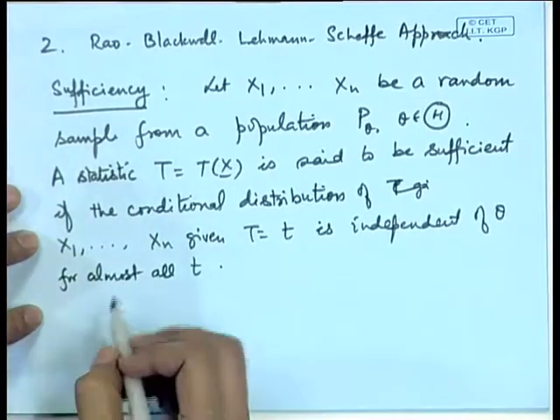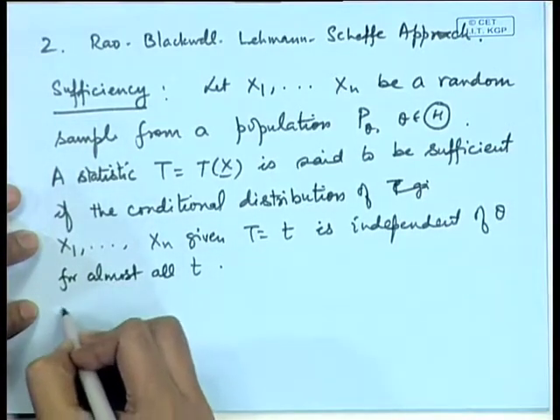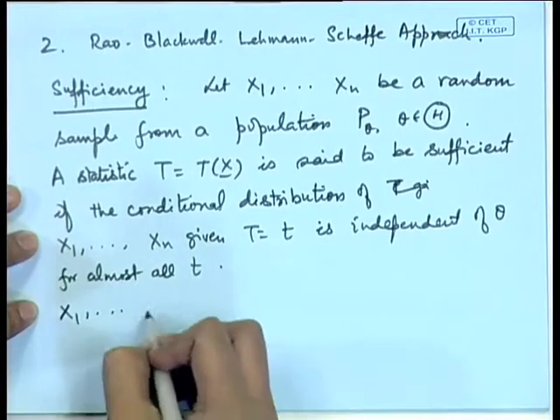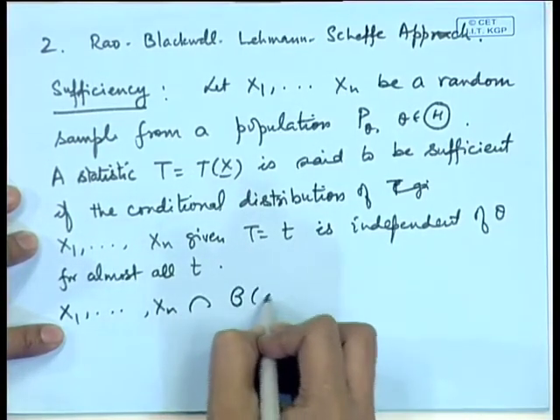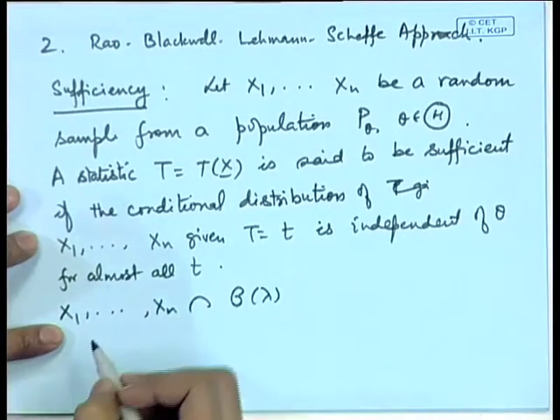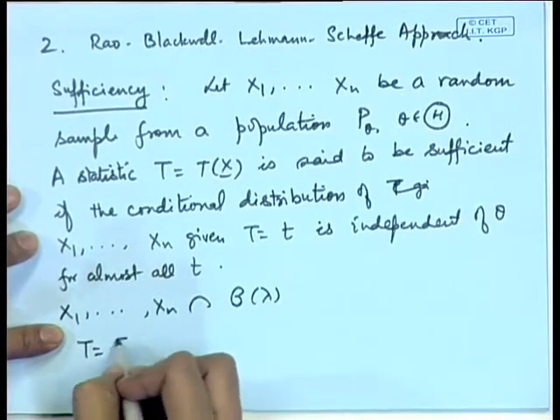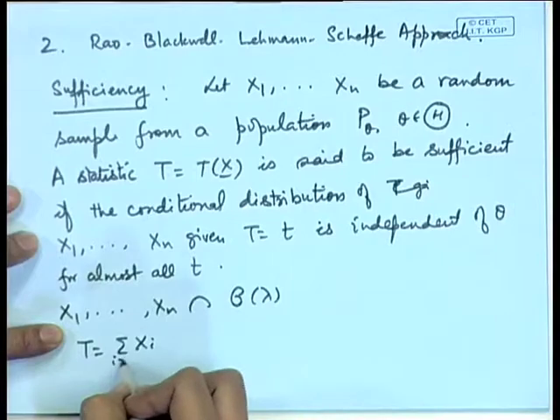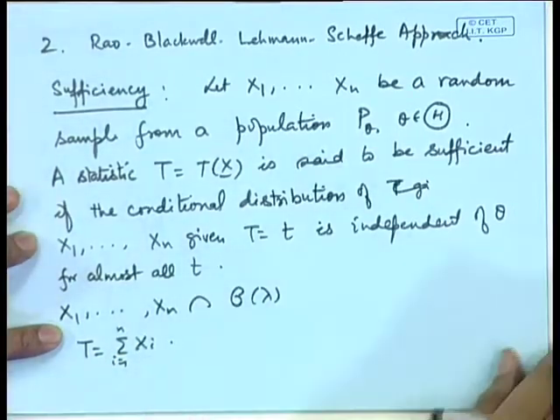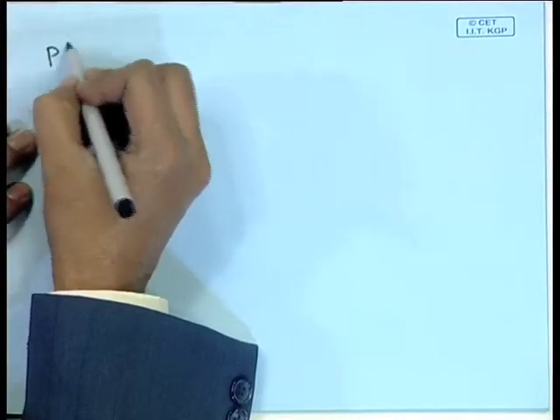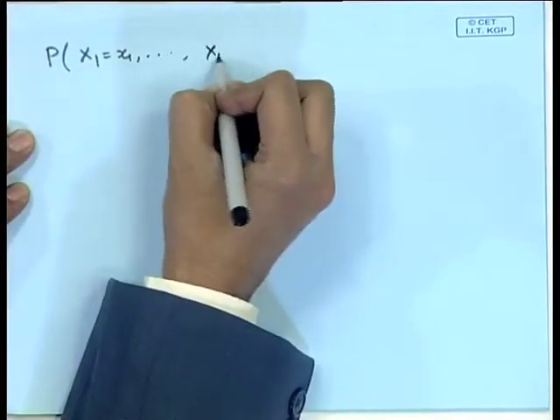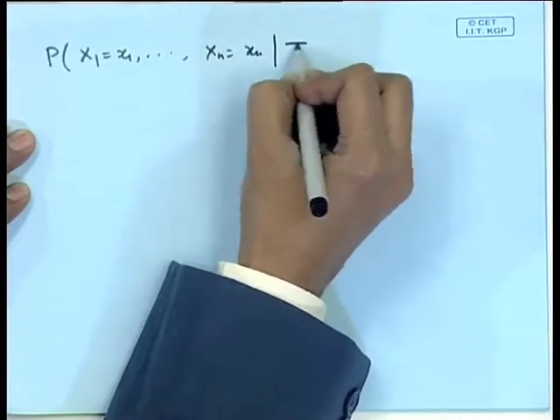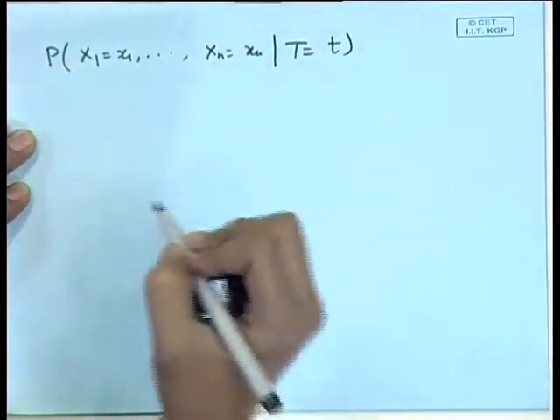Let us take an example here. Suppose I consider X1, X2, ..., Xn following a Poisson(lambda) distribution. Let us define T to be the sum of Xi, i equal to 1 to n. Let us consider the conditional distribution of X1, X2, ..., Xn given T equal to t.